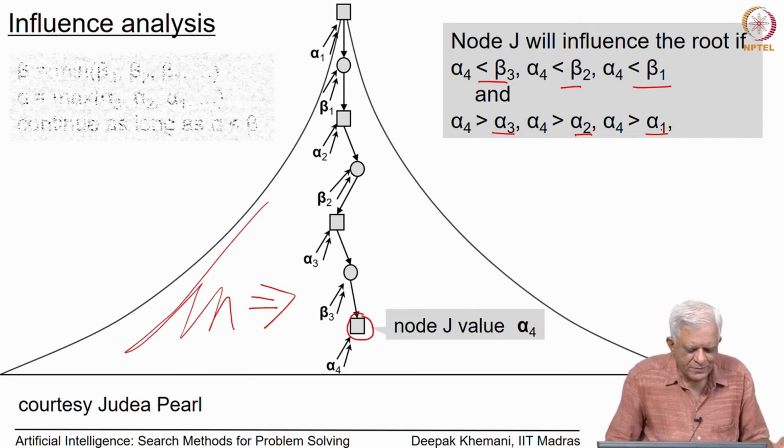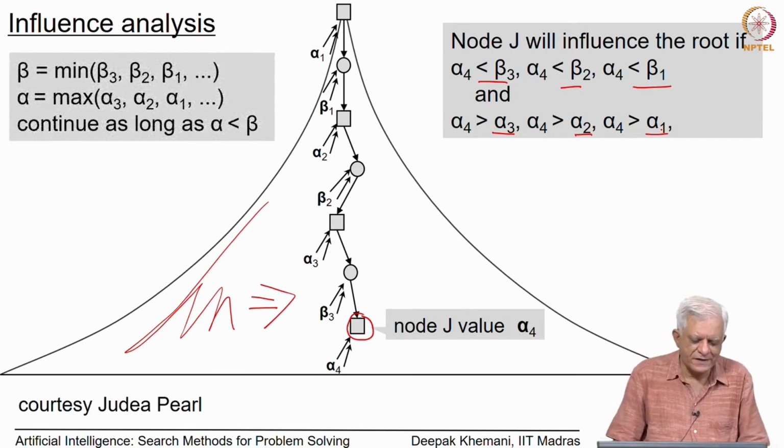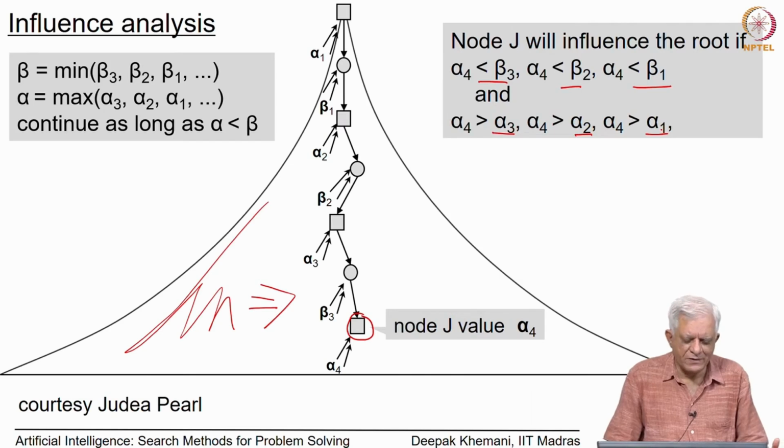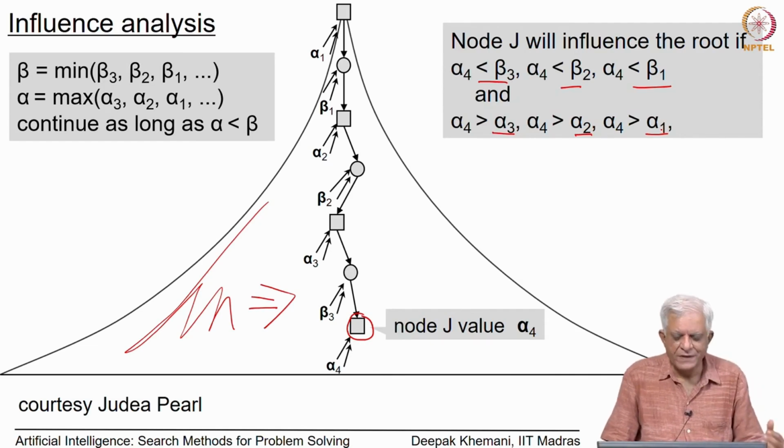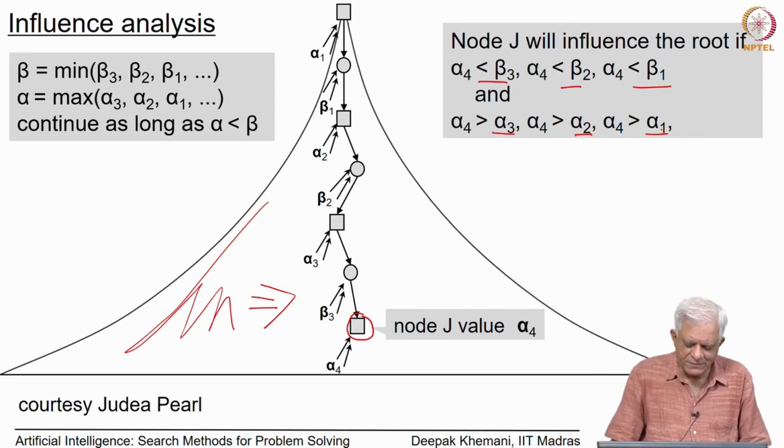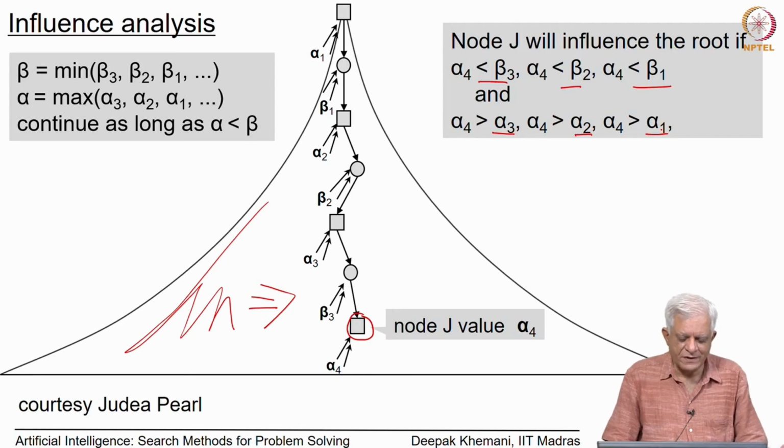So, we can put these properties succinctly as follows, that we look at a beta bound which this node j gets, and this beta bound is the minimum of the value of its beta ancestors, which is beta 1, beta 2, beta 3. Likewise, we have an alpha bound which is the maximum of the value of its alpha ancestors, which is again alpha 1, alpha 2, alpha 3 and so on. So, we should first of all continue searching below j only as long as the alpha bound it gets is smaller than the beta bound that it gets essentially.